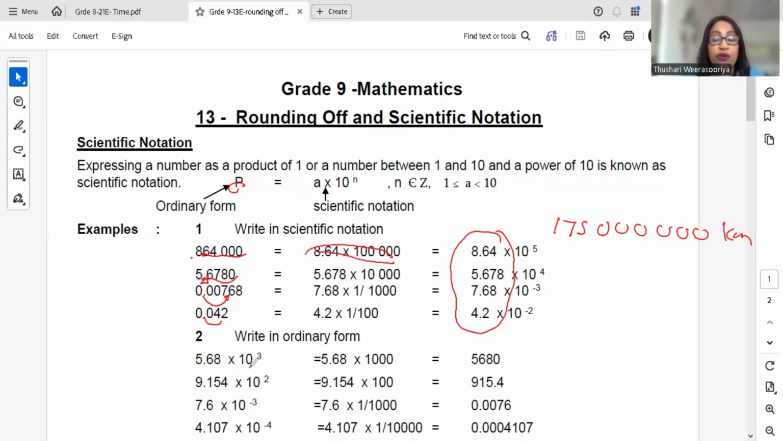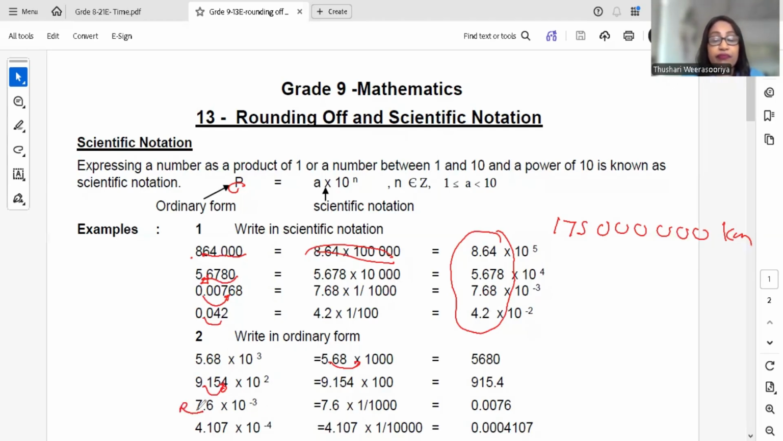Now look at the scientific notation in ordinary form. 10 to the power 3. Earlier it was here, plus 3, it went to this. Now you go back. You multiply by 1,000. When you multiply, you take 3 places to the right-hand side. 5,680. Likewise, 10 to the power 2, 2 places, that is 915.4. This one is minus 3. For the plus 3, you took it here. Minus 3, you take it to the front.